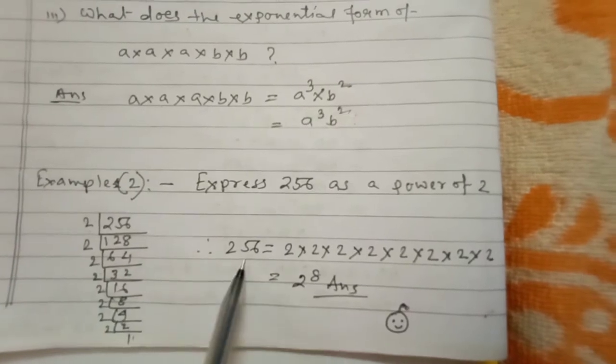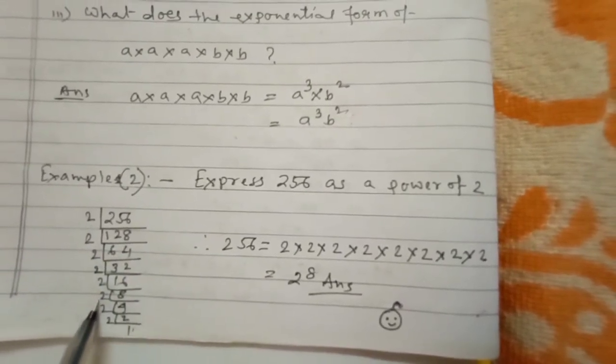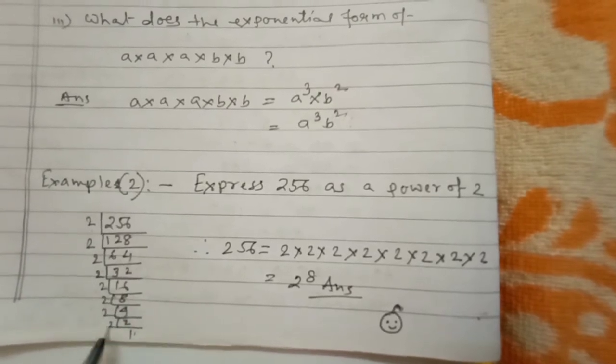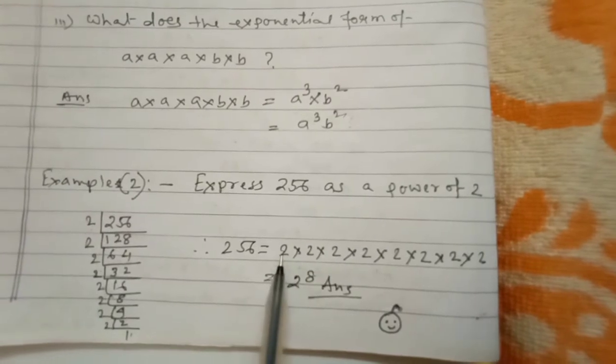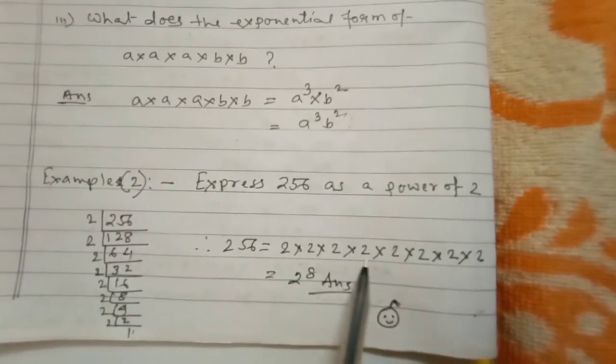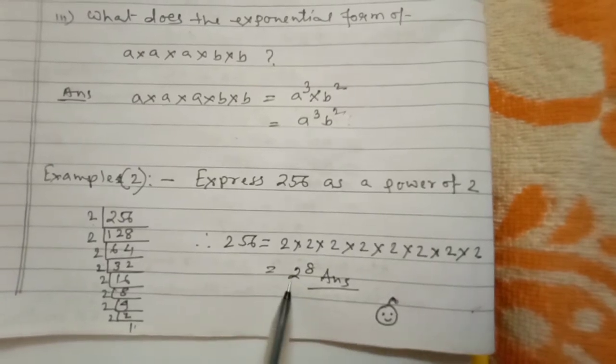Now see, 256 means 2 into 2 into 2 into 2 into 2 into 2 into 2 into 2. How many? 1, 2, 3, 4, 5, 6, 7, 8. We have written 2, 8 times. Then actually what is the power notation?